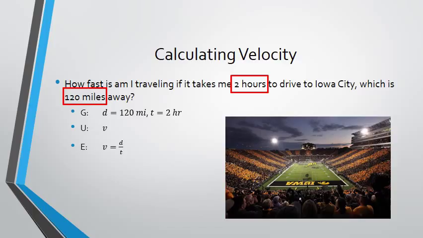The equation that's going to relate distance, time, and velocity is the equation that was given earlier in this presentation. Velocity equals distance divided by time. I'm going to plug in the given information into the equation. Velocity equals distance is 120 miles divided by time is 2 hours. If you divide 120 by 2, you would come up with 60. Since I divided miles by hours, my unit would be miles per hour.